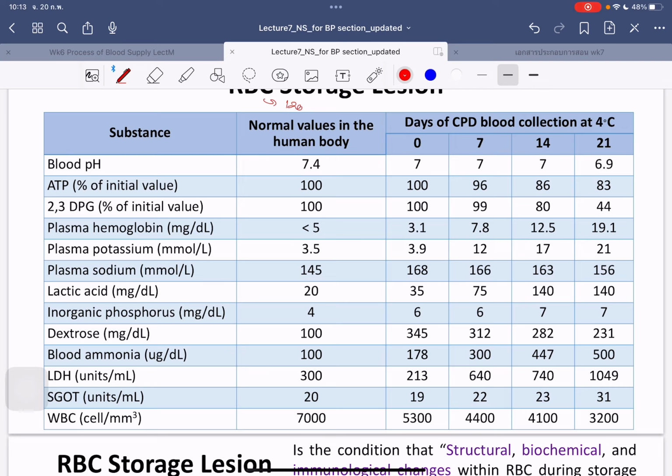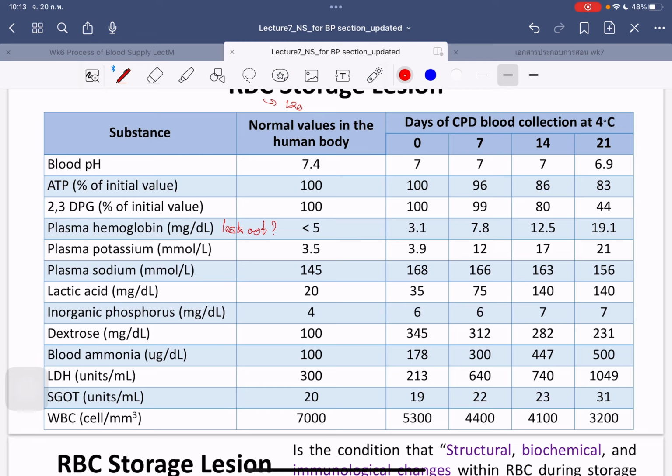So when you see the table like this, I would like you to see day 1, the day that you collect blood. And then see that when you keep blood for 7, 14 and 21 days, which parameter changes a lot? Do you see this one? Plasma potassium. It changed a lot, right? Yes. From about 4 to 21.